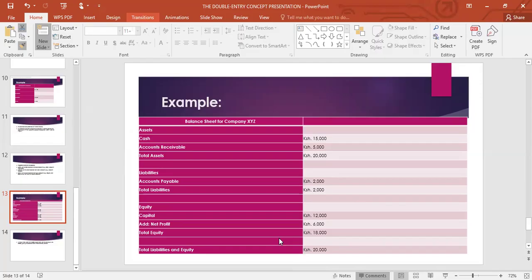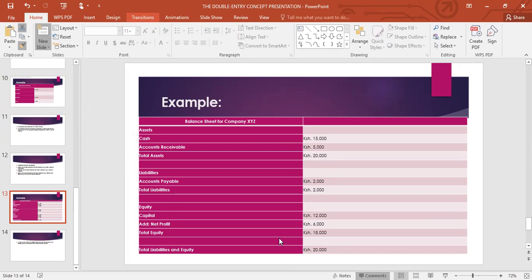Now we go to our equity, and the equity that we have there, number one, is the capital, which is Kenya shilling 12,000. From capital, we are also going to add the net profit from our profit and loss account. The net profit is Kenya shilling 6,000. So that amounts to 18,000. Are we together there?